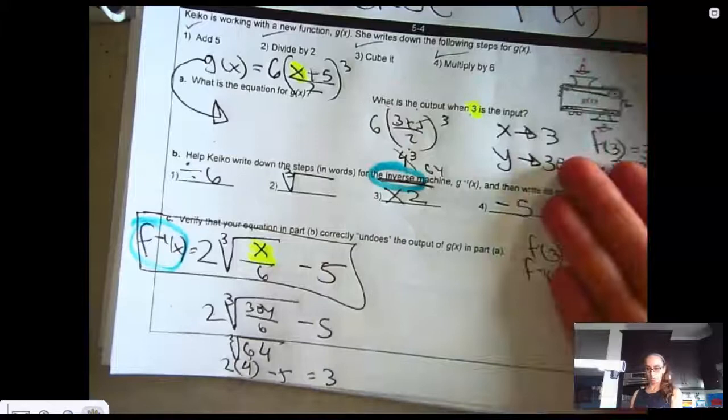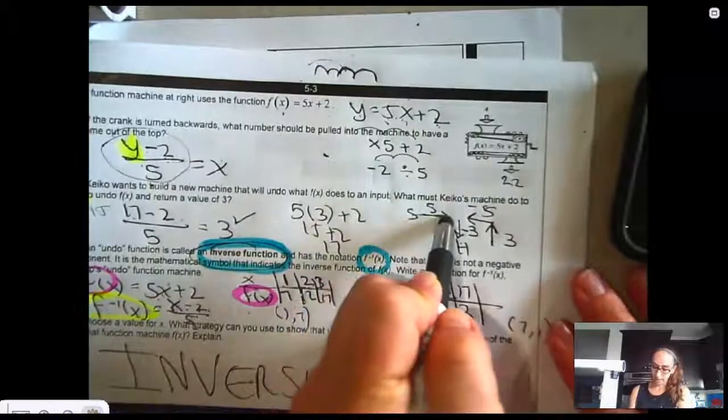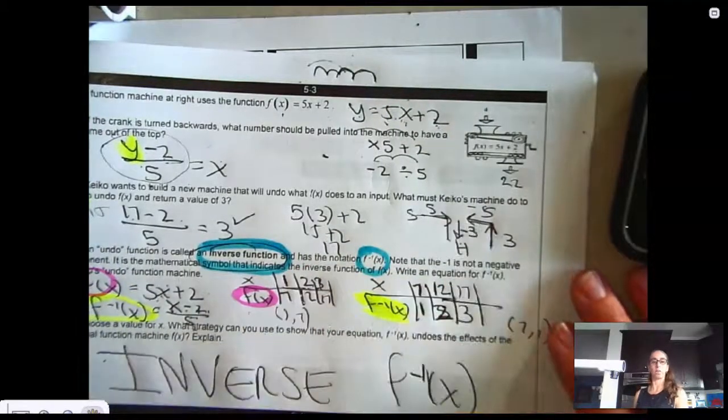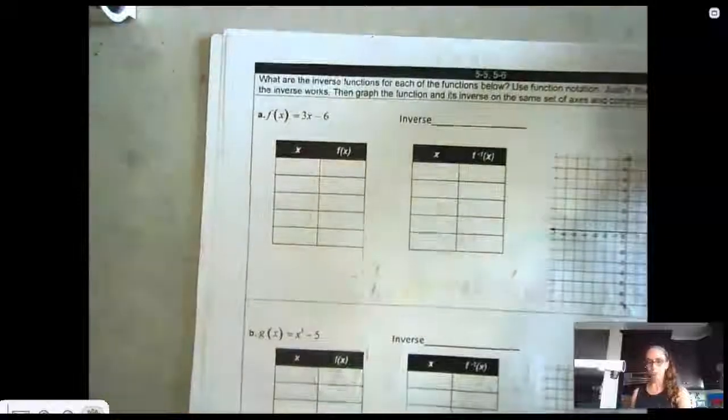Inverse. Switch. If I am over here, and I go right and then down, I have to go up and then left. Always do the opposite. That's the inverse. All right. I'm going to stop the video here and we'll finish this last page.